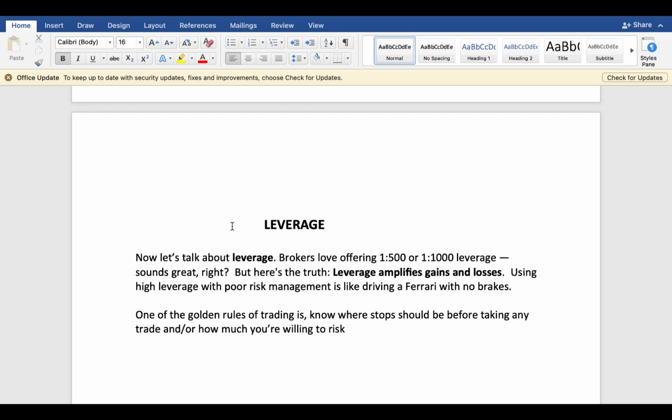Using high leverage with poor risk management is like driving a Ferrari with no brakes, and what would be the end of that? You would always crash, right? And even if you see a potential hurdle in front, there's no way you can mitigate that risk, right? So one of the golden rules is to always know where your stops should be before taking any trade. I mean, before you even click the buy or sell button, you should already know at what level you want to get out of this trade, or how much you are actually willing to risk on this trade. That alone would inform you that, okay, whatever's going to happen, this is the worst case scenario.